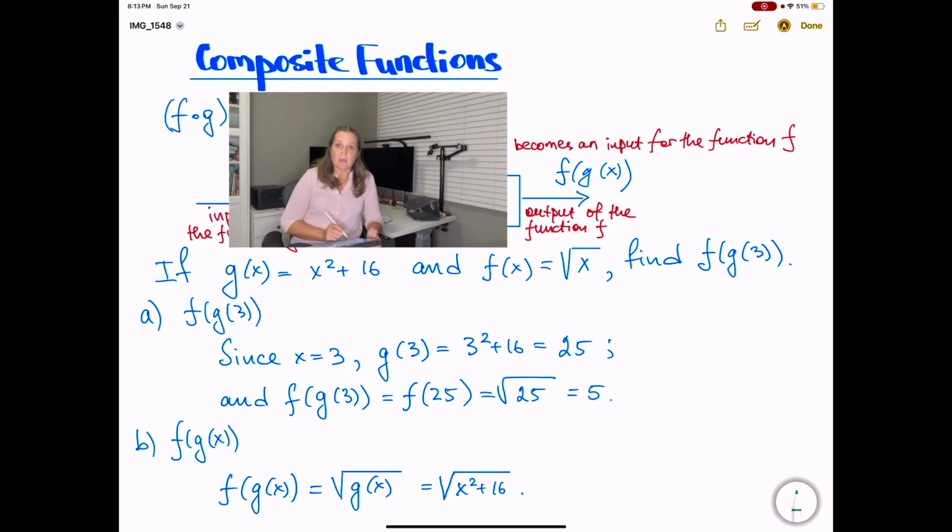To calculate f of g of 3, we will replace g of 3 with the value 25. So f of 25 is calculated by replacing an input x with 25. Therefore, we will get square root of 25, which is exactly 5.